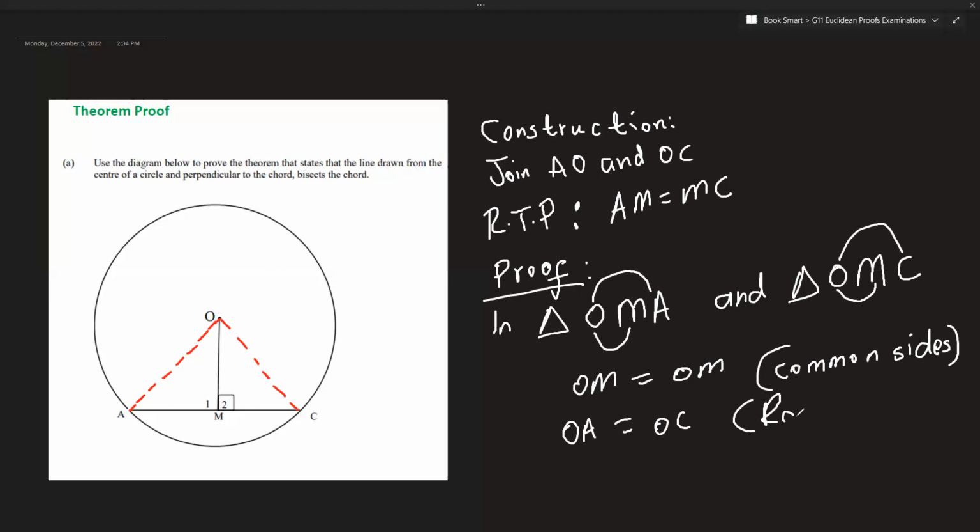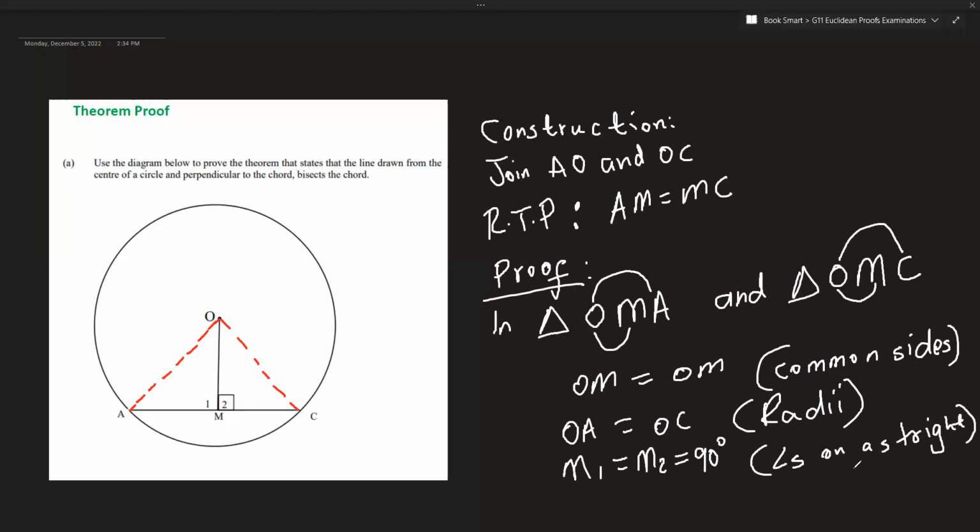And then that is a radii, right? Remember, radii of the same circle are the same. So OA is the radius, OC is the radius. So they have to be equal, right? Awesome. And then we have what? We have M1 in this triangle equals M2 equals 90 degrees, right? That one you can say angles on a straight line, right?